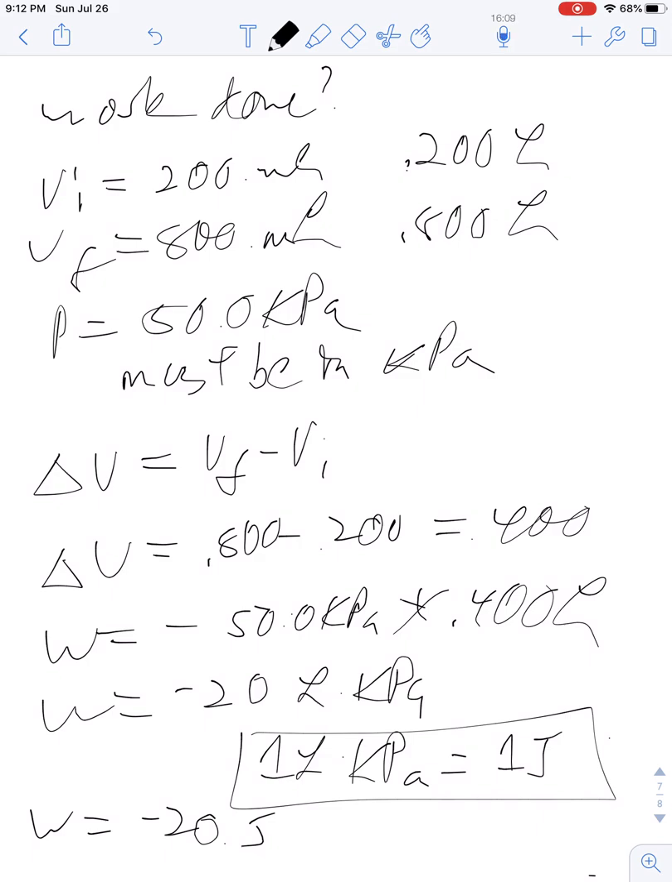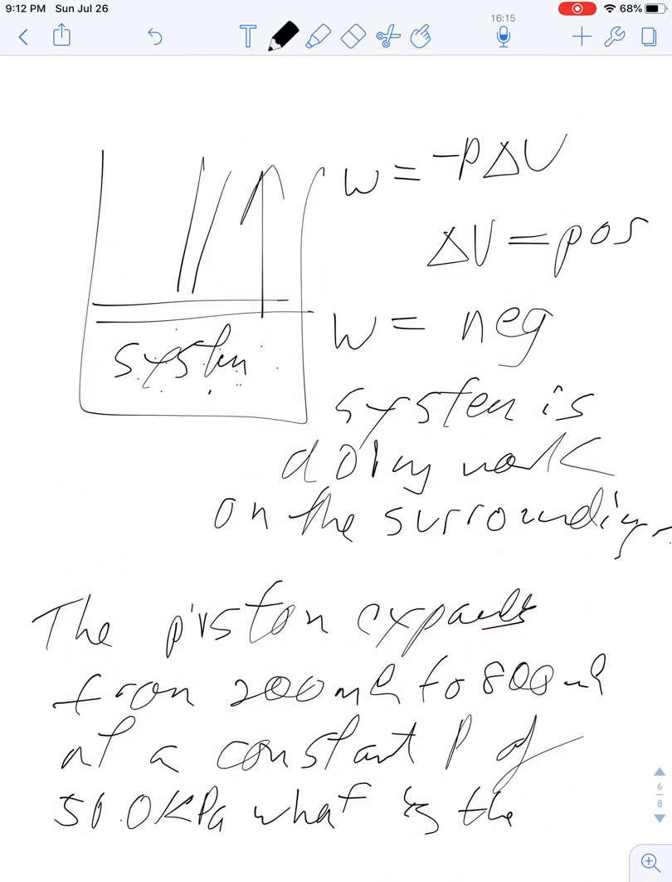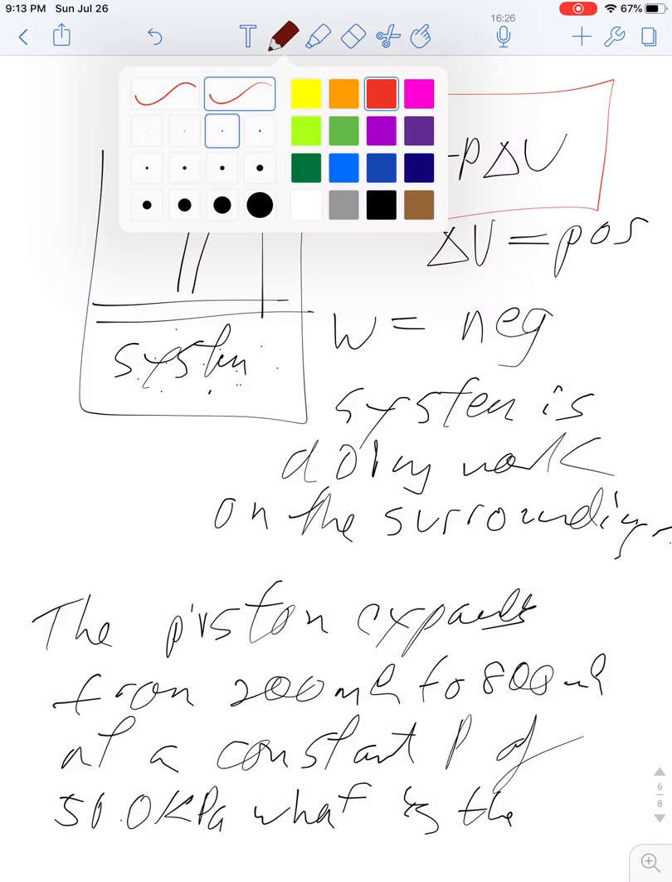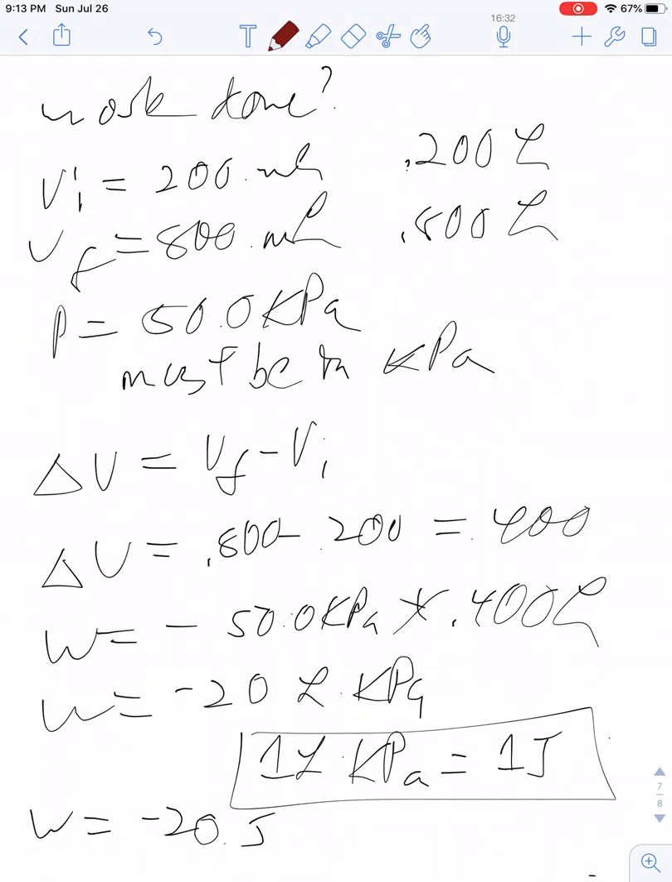Okay? So that's the way you calculate work. That's the equation that we're going to be using. This guy up here, I will highlight it. Okay? It's important to know when work is negative, when work is positive, and that a liter kPa is a joule.